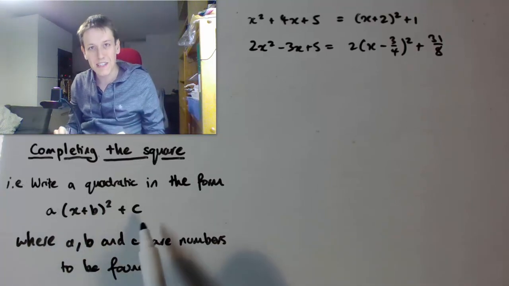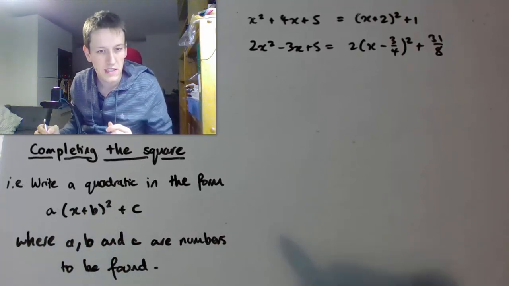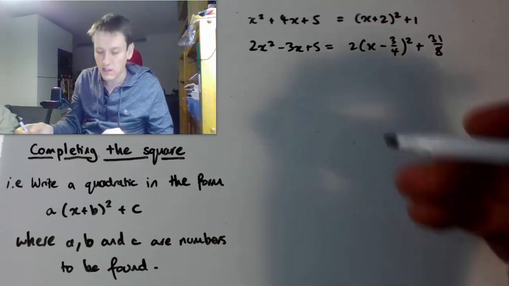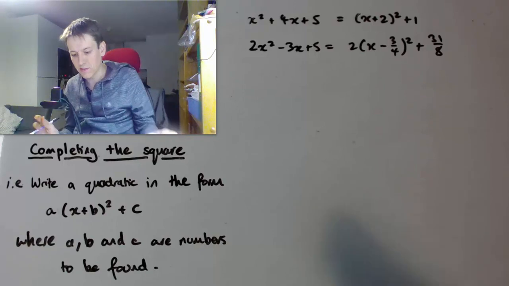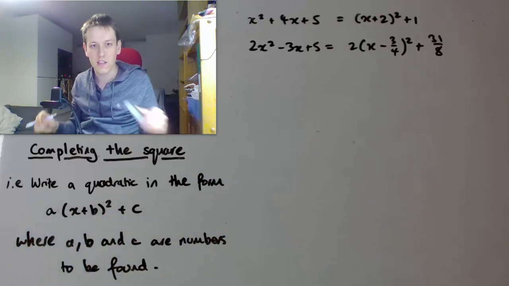Notice these a, b and c are not the same thing as the a, b and c in the quadratic formula. Don't get confused with that. The a, b and c mean something different in that context. Here they're the constants in this form.